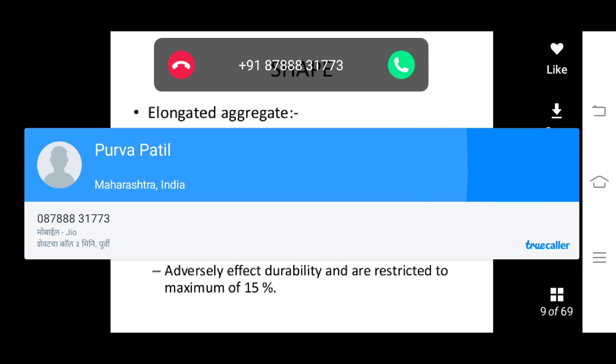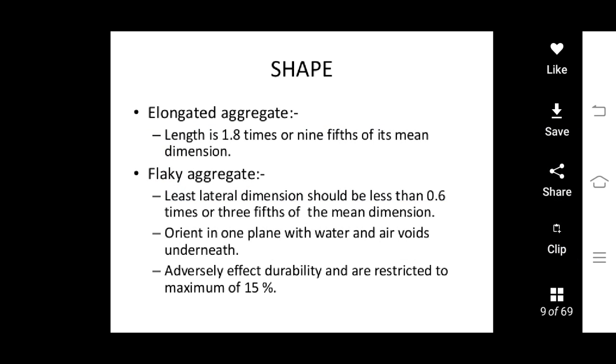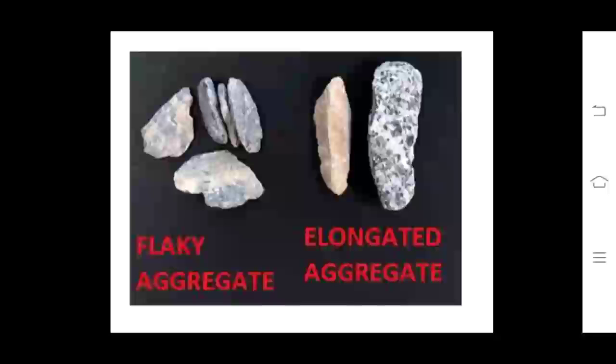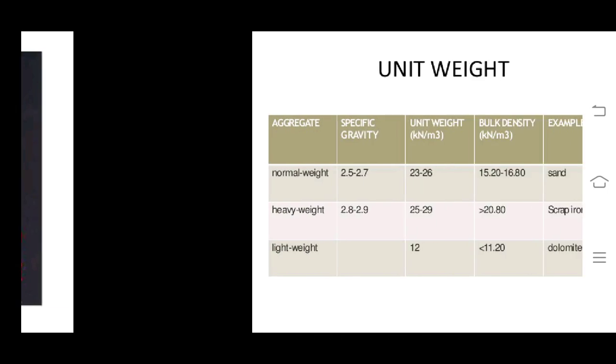Aggregates oriented in one plane, with water and air voids underneath, adversely affect the durability and are restricted to a maximum of 15%. This image shows the flaky aggregate and elongated aggregate structure. The flaky aggregates have less thickness as compared to other dimensions, and elongated aggregates have more length as compared to lateral dimensions.